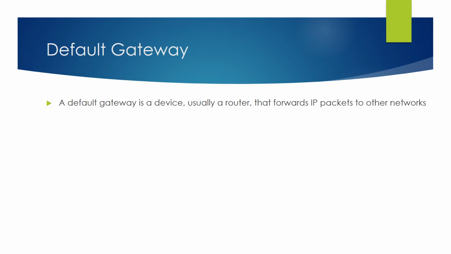So if you want your devices to be able to go outside of the network that you've configured for them, you will need to have a default gateway. If you don't have a default gateway, the devices will be able to communicate, but only in the network they are in.